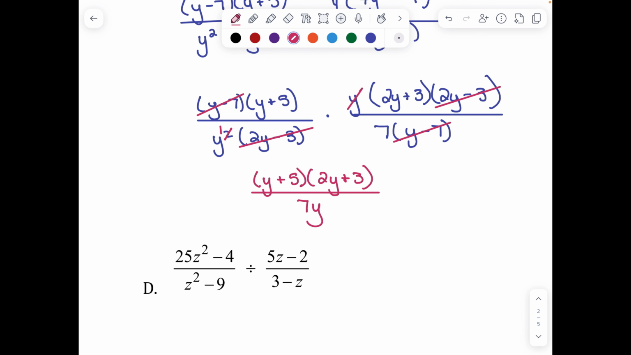Now we need to talk about our restrictions. So we always look at the denominators before they're simplified. So y cannot equal, with that y squared gives us 0. y can also not equal, with the 2y minus 3, it's not going to be able to equal 3 over 2. And with the y minus 7, that tells us y cannot equal 7.